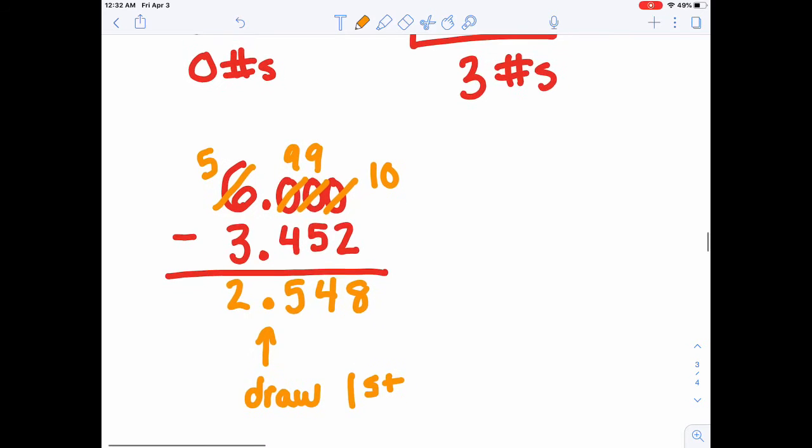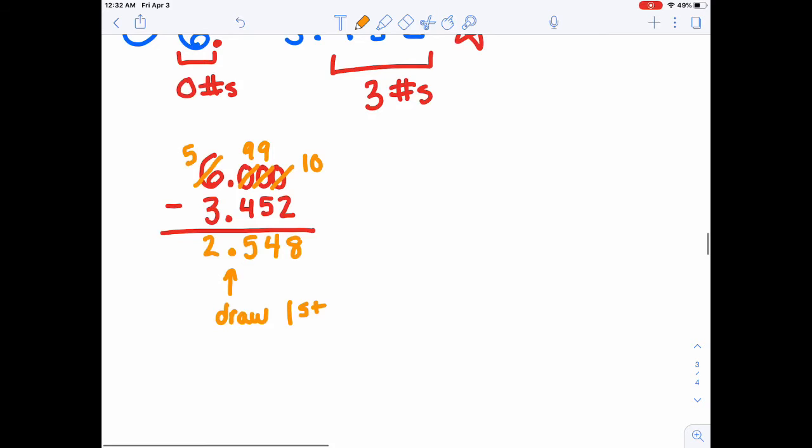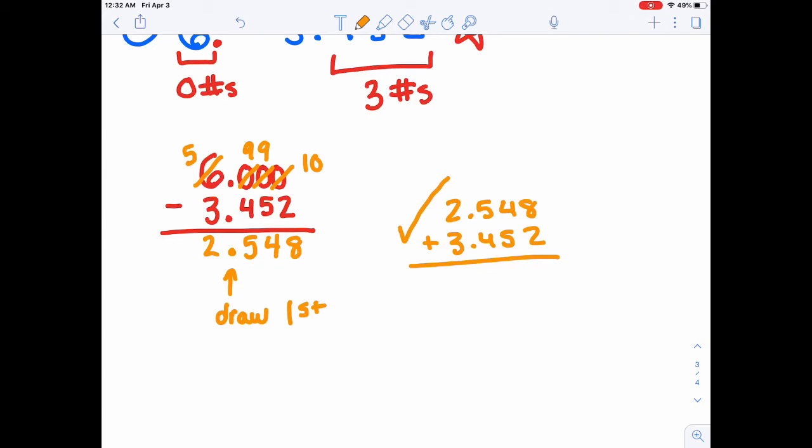Okay? Now, just in case you're not confident with your answer, think about your fact families. You can always check your answer by taking what you just got, so that 2.548, and adding 3.452. And if we did everything correct, we should get 6.00. So again, if we go ahead and do that here, I'm just double checking, we do in fact get that 6.00. So we know that 2.548 is in fact our answer, okay?